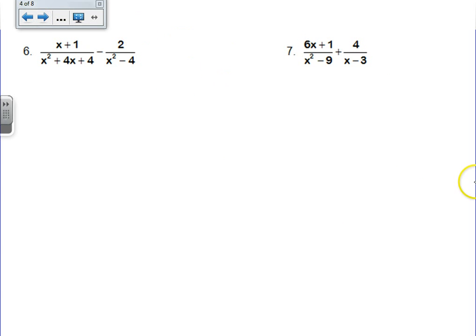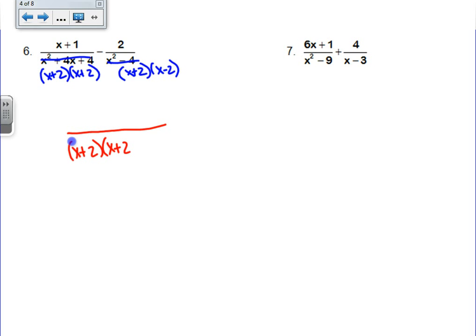Okay, similarly on number 6, I think we need to factor the denominators a little bit so that we can see what's really going on. So x squared plus 4x plus 4 is really an x plus 2 times an x plus 2. And x squared minus 4 is really an x plus 2 and an x minus 2. So our common denominator, I'm going to look at this as a list. I need an x plus 2 and then another x plus 2 because of that first fraction. It needs 2 of them.